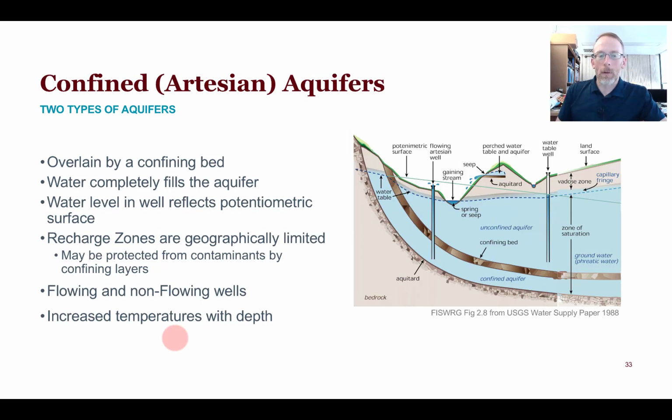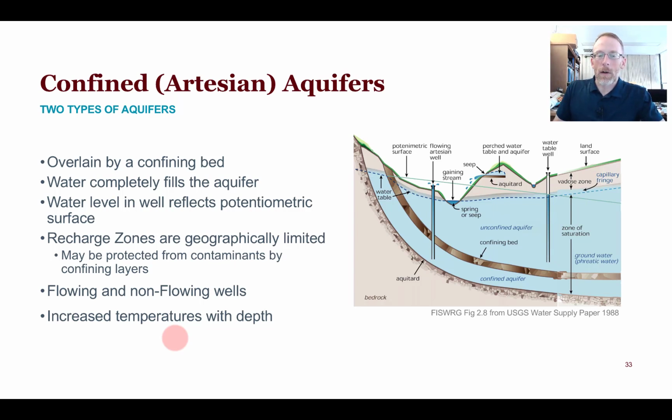Confined aquifers are a little bit different beast. A confined aquifer has a confining bed on top of it. Water will completely fill the aquifer. There's a little caveat there, but it completely fills the aquifer. And the water level in the well reflects a potentiometric surface, not a water table. We'll talk about potentiometric surfaces in a minute, but the water level in a confined aquifer reflects a potentiometric surface.